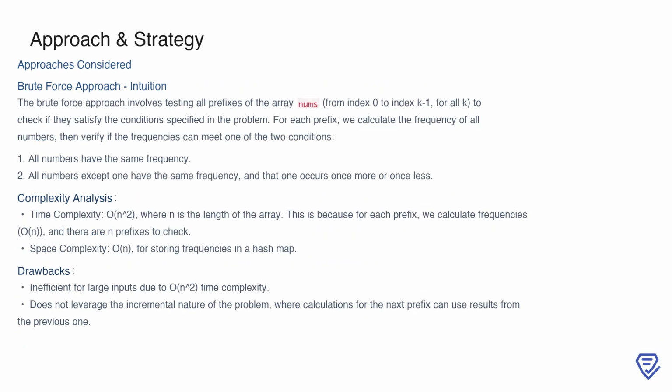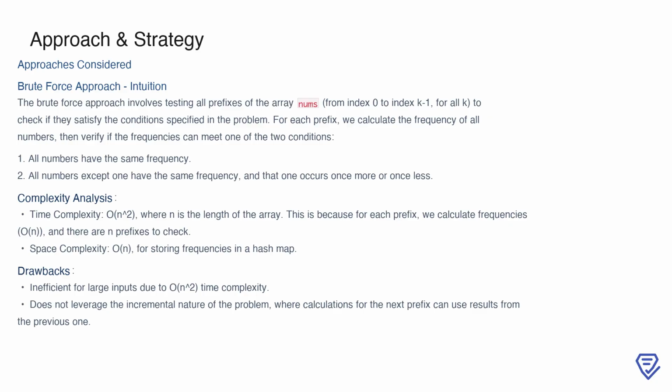To tackle this problem, we first consider the brute force approach. The intuition here is to test every possible prefix of the array, starting from index 0 up to index k-1, for all possible values of k. For each prefix, we calculate the frequency of every number and then check whether these frequencies satisfy one of the 2 required conditions. The first condition is that all numbers in the prefix have the same frequency. The second condition is that all numbers except 1 share the same frequency, while the exceptional number either occurs exactly once more or once less than the others.